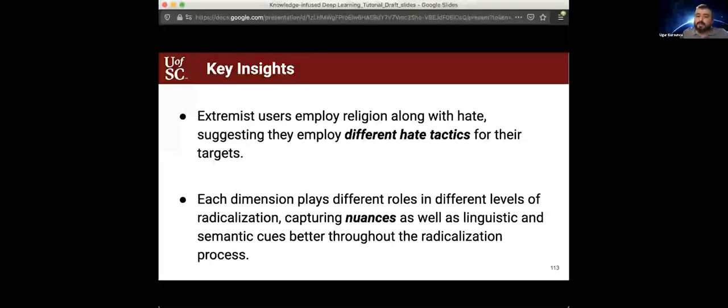On the other hand, extremist users employ religion along with hate, suggesting that they employ different hate tactics for their targets. And each dimension, religion, ideology, and hate, plays a different role at different levels of radicalization, from the first to the extreme level. Capturing nuances in each of these stages is quite important, and it is going to contribute to the fairness of the model in general.